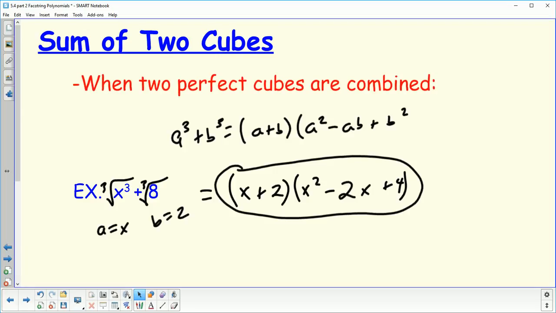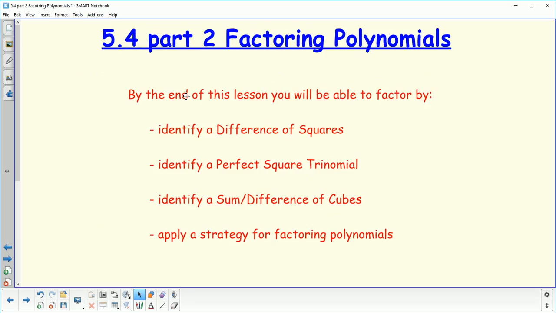Okay, and that is it for our sum of two cubes. Those are our 4 special cases. So we have done a difference of squares, a perfect square trinomial, and then a sum and difference of cubes. And like I said, we're going to go over this in class tomorrow. We've got about 2/3 done already. We just need that bottom middle section so that we can have our special cases as well.